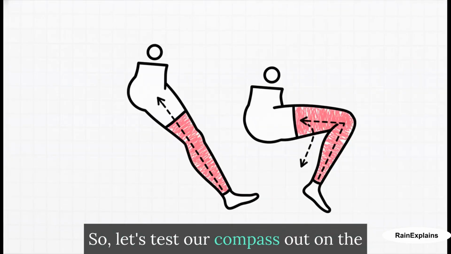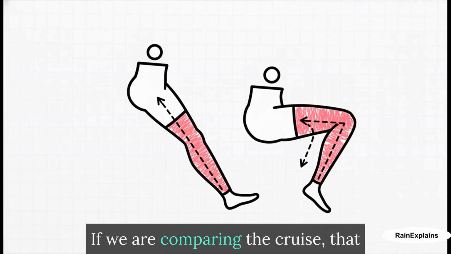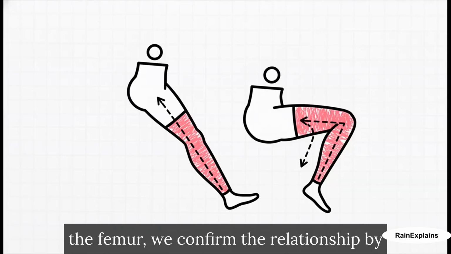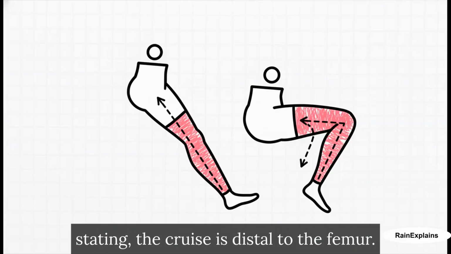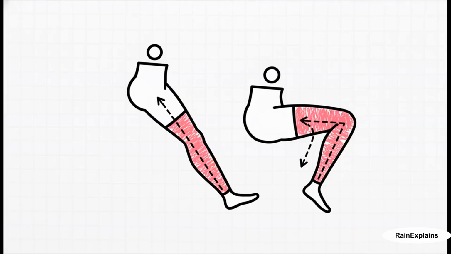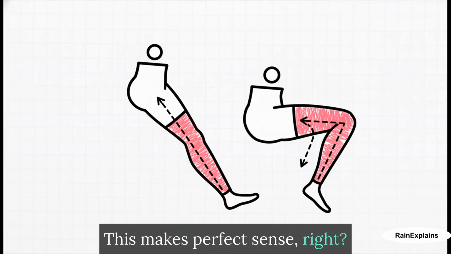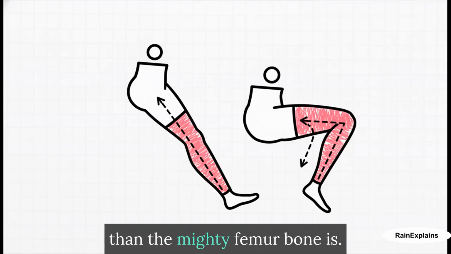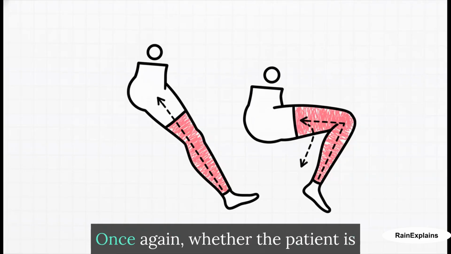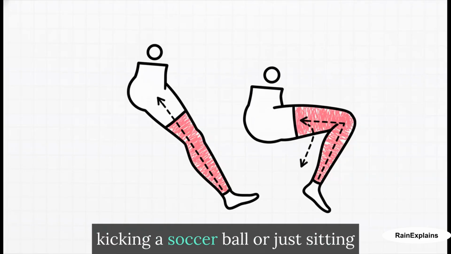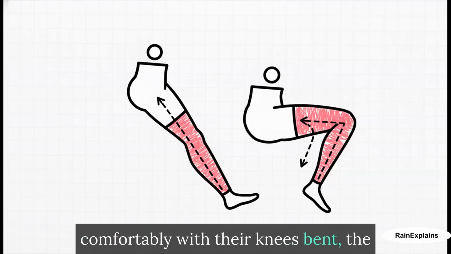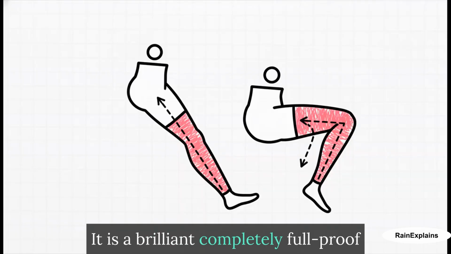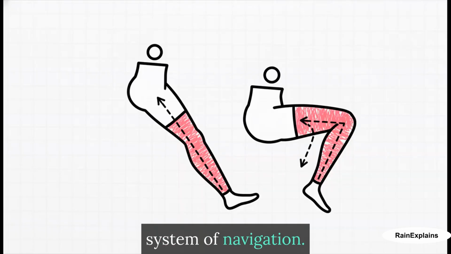So let's test our compass out on the lower limb. If we are comparing the crus, that lower leg region, to the thigh region of the femur, we confirm the relationship by stating the crus is distal to the femur. This makes perfect sense, right? Because the crus is situated farther away from the hip's attachment point than the mighty femur bone is. Once again, whether the patient is kicking a soccer ball or just sitting comfortably with their knees bent, the crus remains structurally distal to the femur. It is a brilliant, completely foolproof system of navigation.